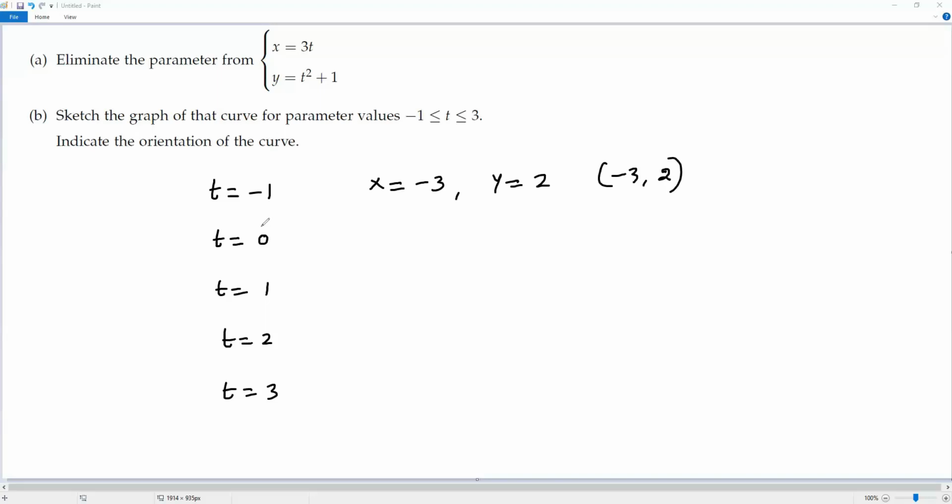And now we have to substitute the second value of t, that is t is equal to 0, into the first parametric equation, that is 3 times 0 will be 0. x coordinate is 0. When I plug in t is equal to 0 into the second equation, 0 square is 0, 0 plus 1 is just 1.